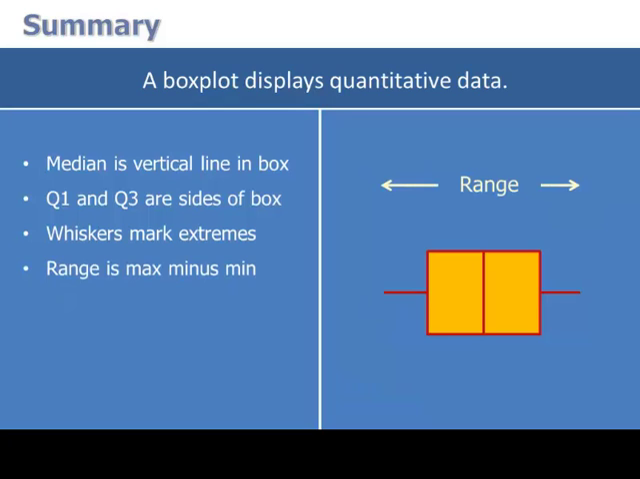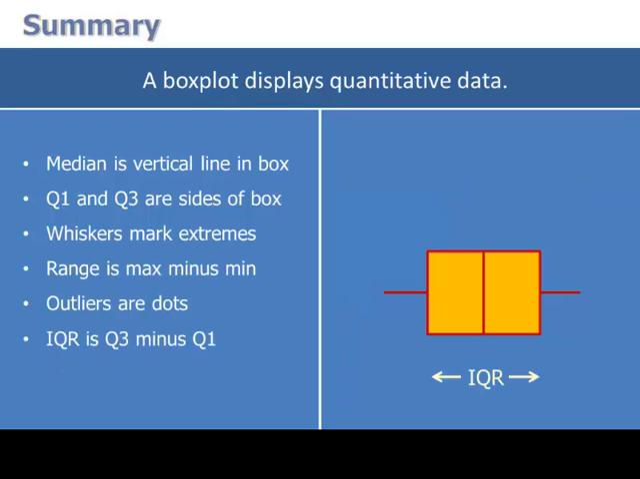When the data set has outliers, they are represented by dots to the right or left of the whiskers, and the range is adjusted to account for the outlier. The interquartile range is represented by the horizontal distance between the first quartile and the third quartile.